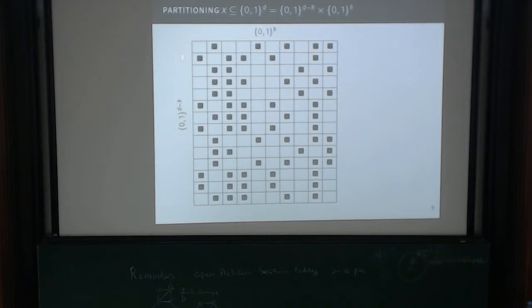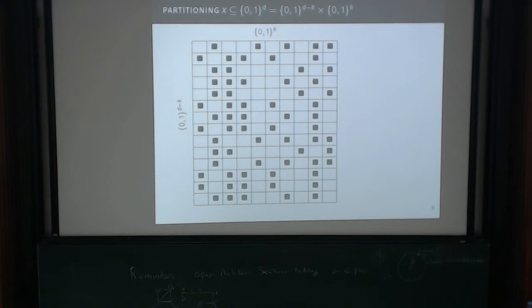So in this matrix, the rows are indexed by 0, 1 vectors of length d minus k, so the first d minus k coordinates. And the columns are indexed by the possibilities for the last k coordinates. Then every point x comes as such a point here. This is the first d minus k coordinates, and this would be the last k coordinates.